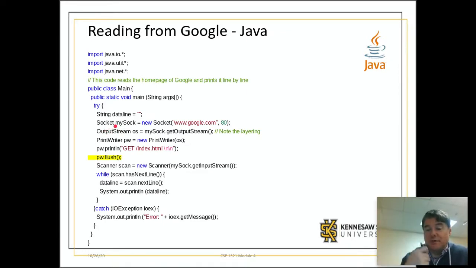Remember, input is coming back from the server, and then I said, while that scanner has a next line, I want you to read the next line, put it in a string called data line, and then I'm going to print out that data line, which would actually show me the values from the server.